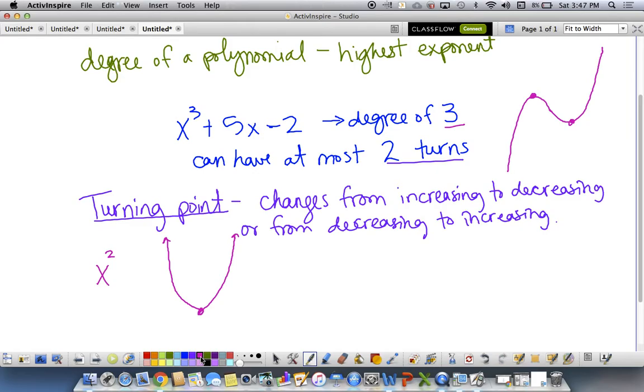So what if I have x to the 5th power? How many times can it turn? It can turn 4 times if I had a 5th. I'm going to go to another page so I don't mess this up too much. Something else we need to talk about is the direction. On page 178, you see y equals negative x squared plus 4x minus 3. A few things that we notice about this graph.